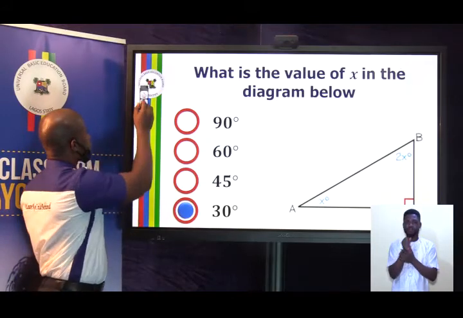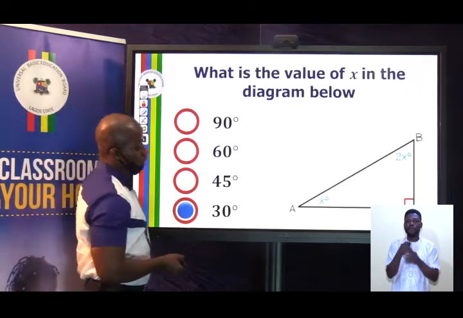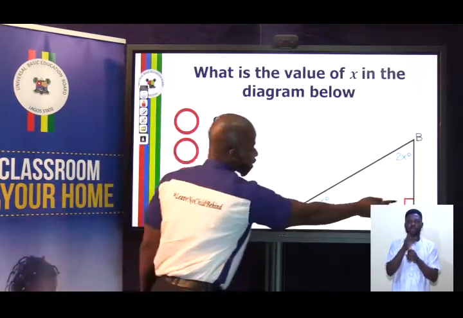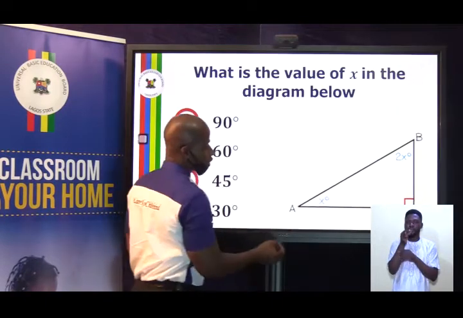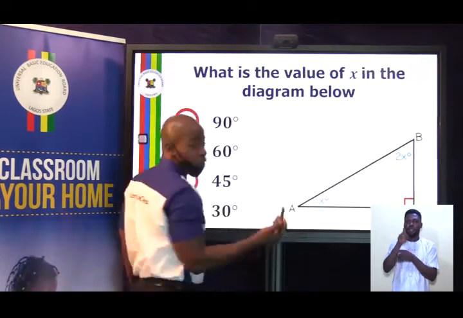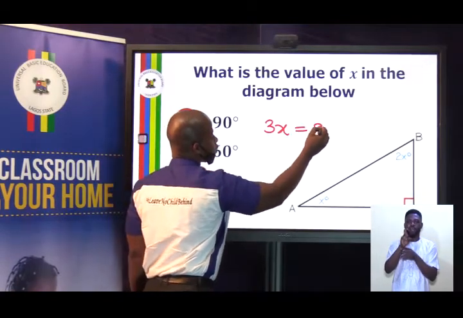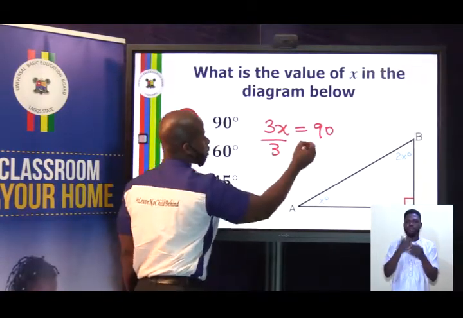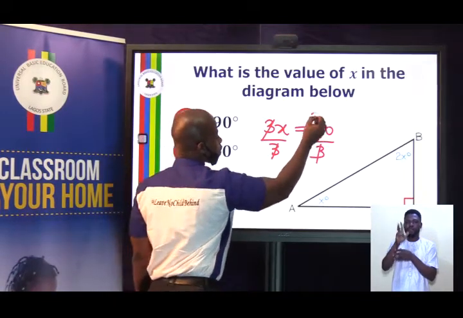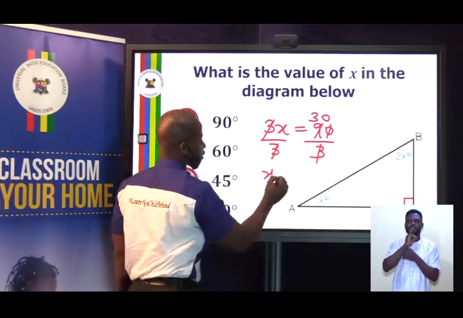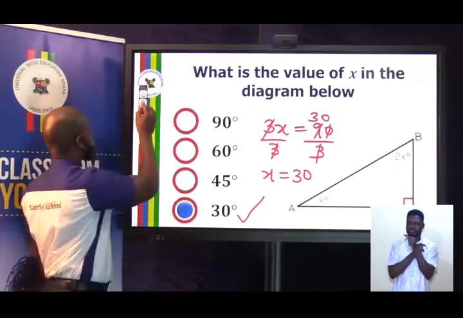Yes, and that is because when you add up all the angles, you get 180. But this one is already 90. You remember that the box always means 90. So the remaining 2 will be 90. That is 2x and x will give you 90. 2x and x is 3x, and that will give you 90. So divide both sides by 3 to eliminate the 3. 3 cancels 3. 3 in 9, 3; 3 in 0, 0. So x is 30. This is the correct answer, my friend.